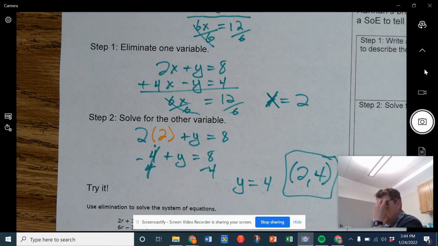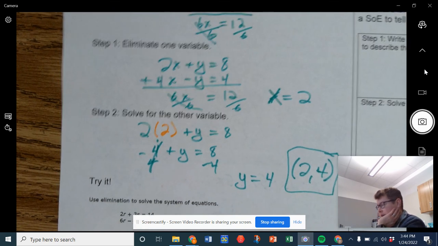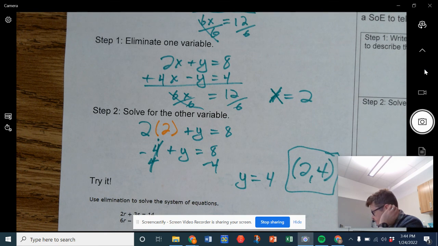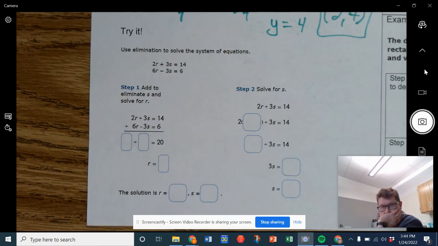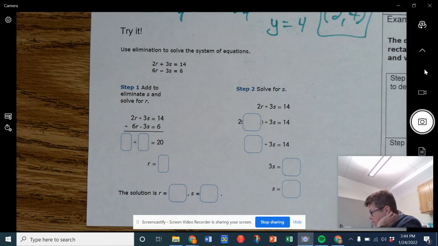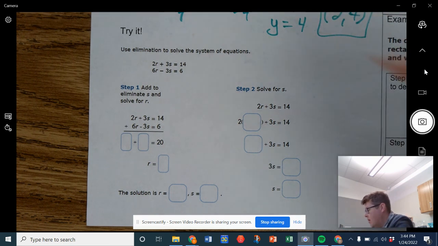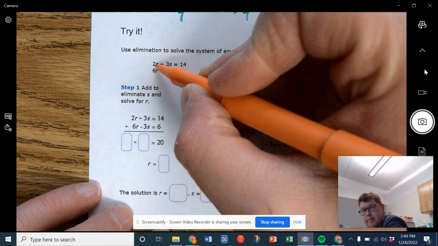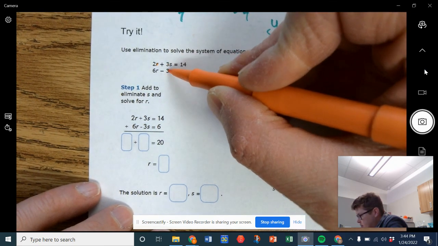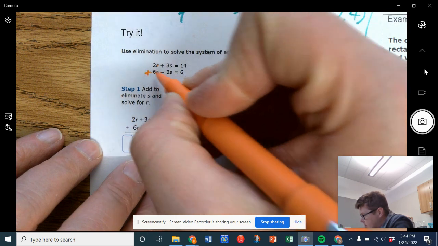Honestly, in some circumstances, this is as easy as graphing. Okay. It's the same thing right here: 2r plus 3s equals 14, and 6r minus 3s equals 6. Now, these are different variables, these are different coefficients, so we're not going to try to eliminate those. These are the same coefficients, so that's what we want to eliminate. So we add them together.